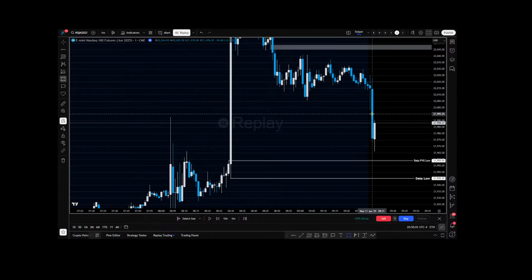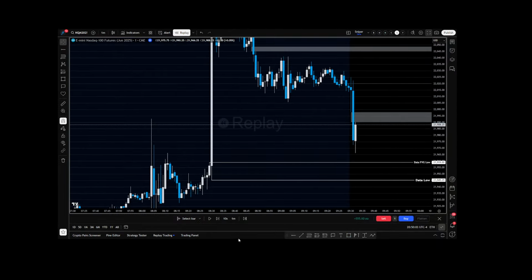Okay, so we formed a fair value gap right at the open. Have not tapped into it yet. Close below this 1 minute, so this could become a bearish order block, right? We're watching out for that. Notice how price is gradually drawing down.